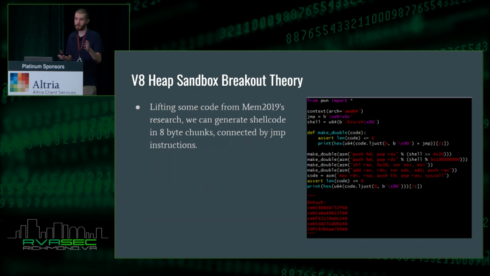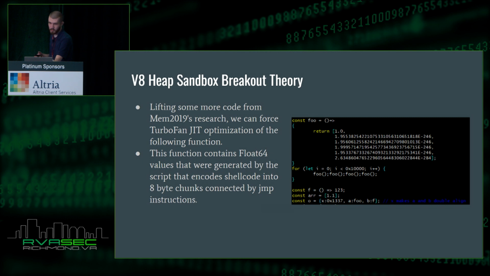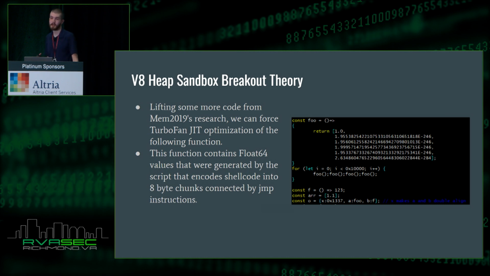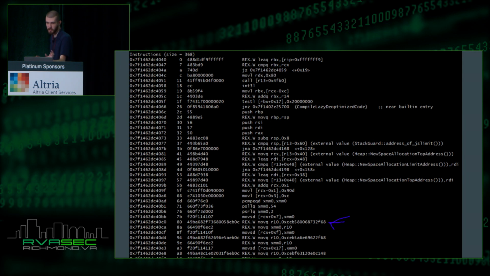Using some code from MEM 2019's research, we get a starting point for just some really basic shellcode that just executes binsh with no arguments, and then encodes it in such a way that you get these 8-byte chunks of shellcode with jumps at the end to jump into the next piece. So the output of packing the shellcode into those 8-byte hex chunks can be run through a long hex to float 64 converter. So we're just re-encoding it as these values, and then taking this foo and f function and making sure they're aligned in such a way that's necessary from MEM 2019's research.